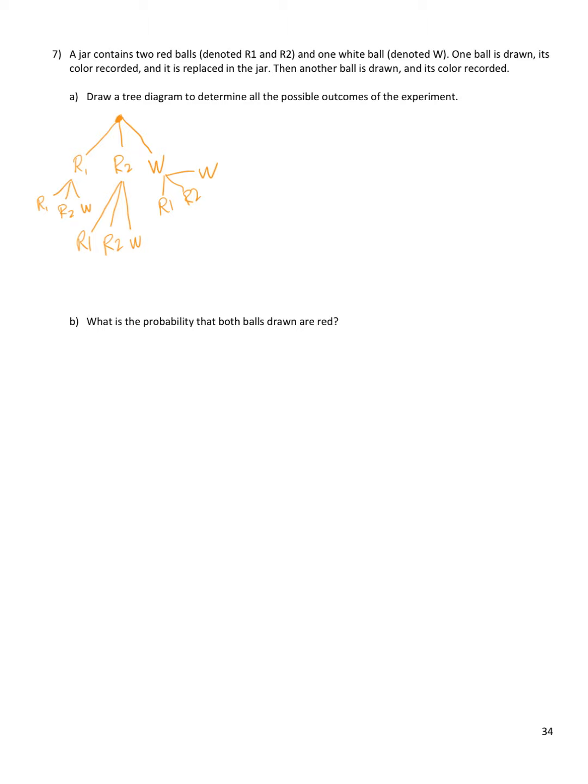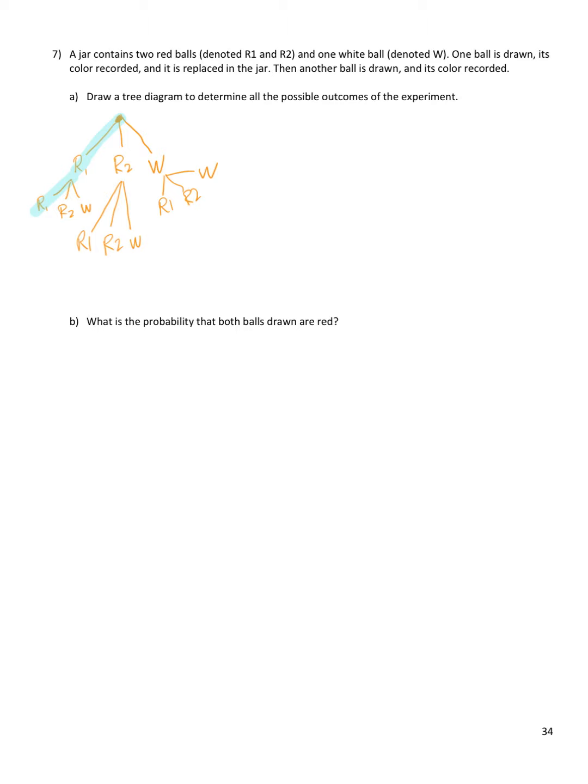Each branch of the tree represents an outcome. So R1, R1 is one branch. R1, R2 is another. So following each branch, R1, R1, R1, R2, R1, W. Those are 3 possible outcomes that you get by following the branches of the tree.